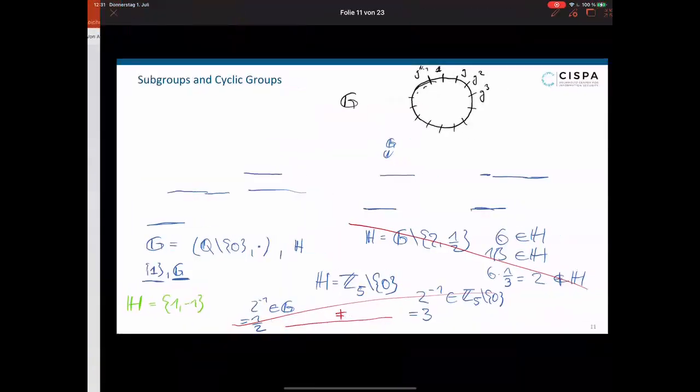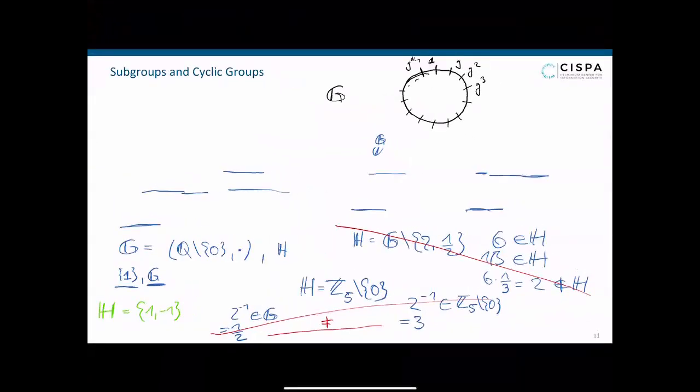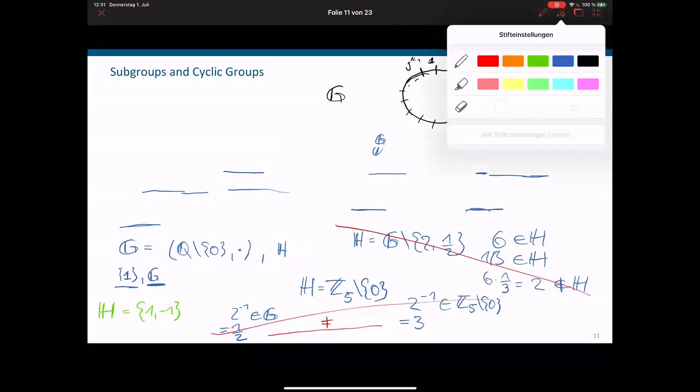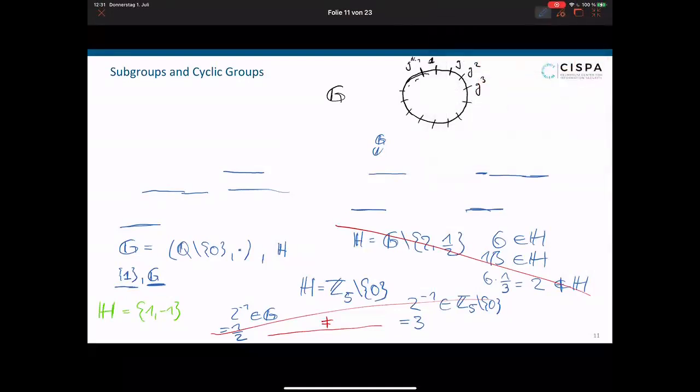So on this slide, when I went over the video of the last lecture, at some point I said that Q without zero only has this H here as a subgroup. That's not true. H is the only finite subgroup. What was in my mind was that H is the only finite subgroup, but that's not the only subgroup. So there I need to correct myself.